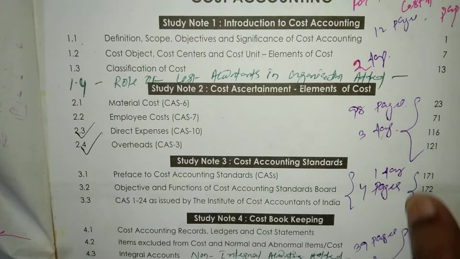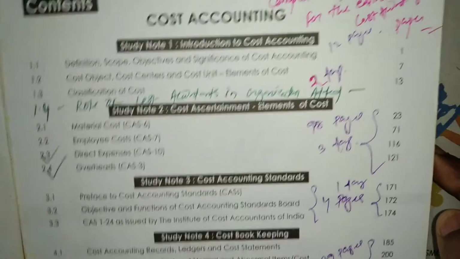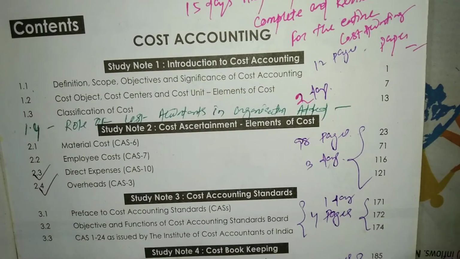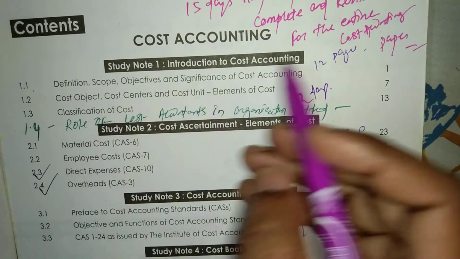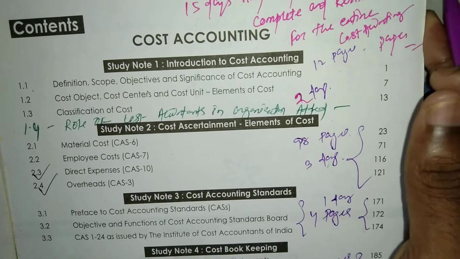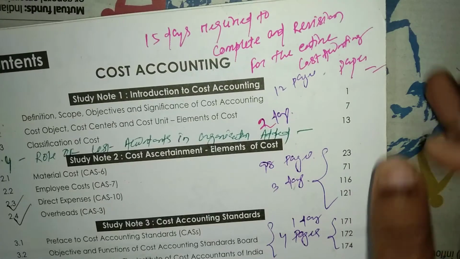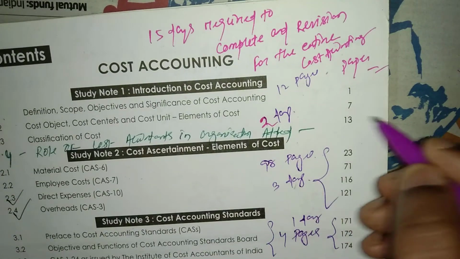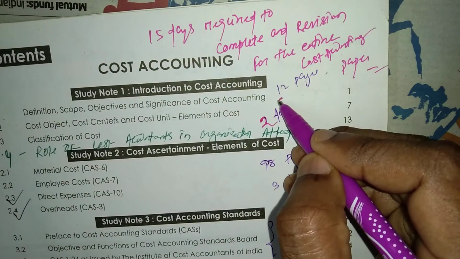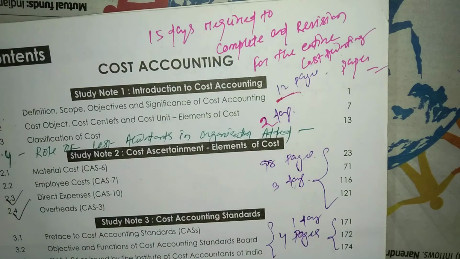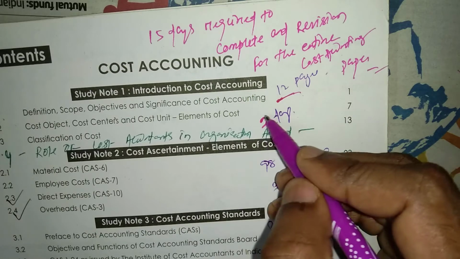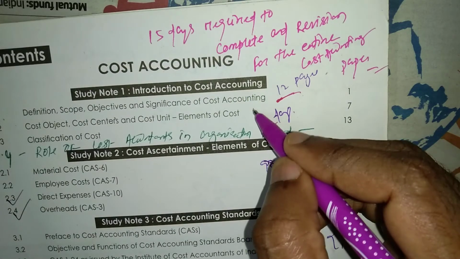Okay, so here the entire syllabus contains study note number 1, that is introduction to cost accounting. You need to study about definitions and scope, objective and significance of cost accounting. Okay, there are 12 pages and you need to finish within 2 days.